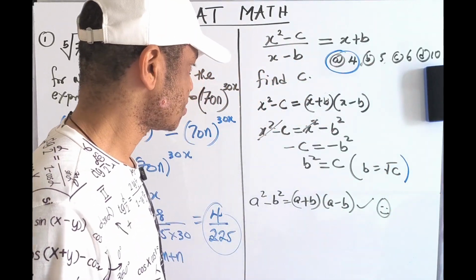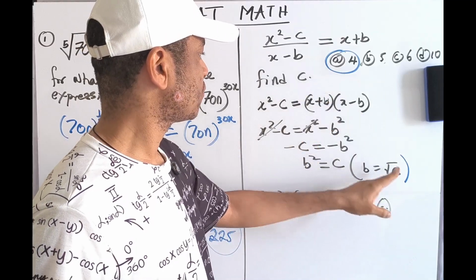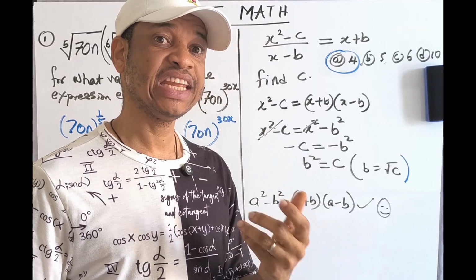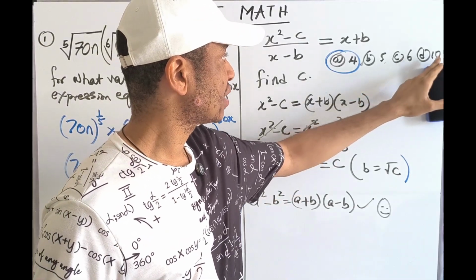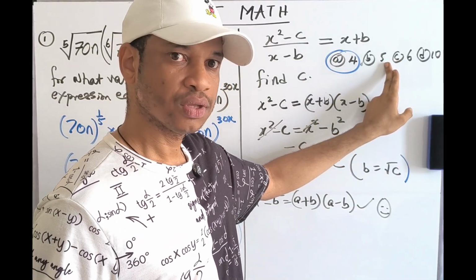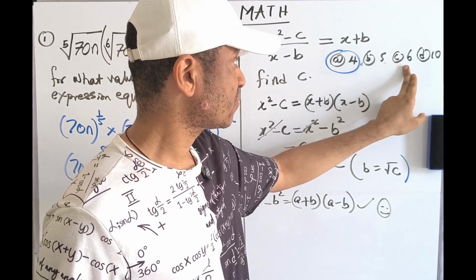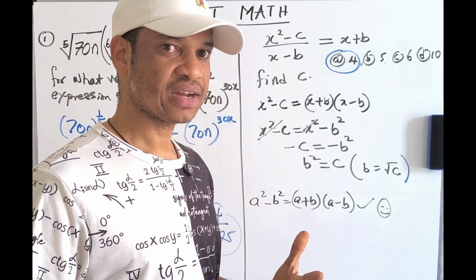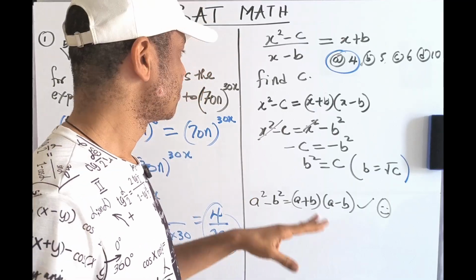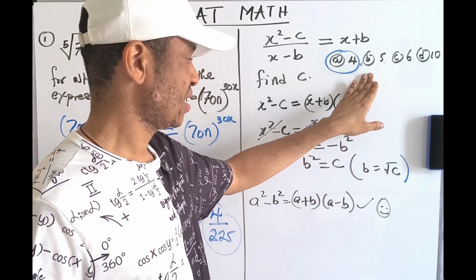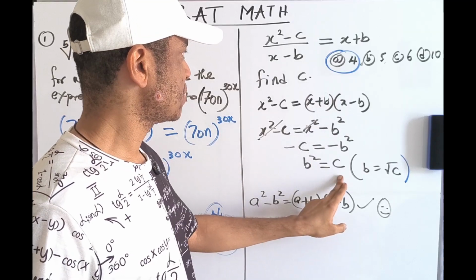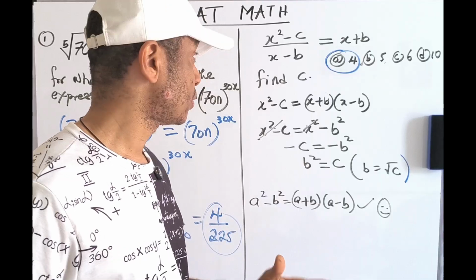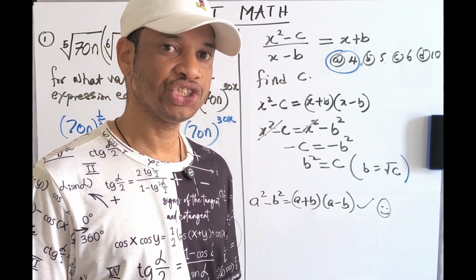Why? Because if I take the square root of 4, I'll get a number. I think the instruction was c is an integer. You cannot take the square root of the other numbers and get an integer. So this is classified as one of the hard questions in SAT. This is my only answer here, because b squared should give me c, and if I take the square root of c, I should get a number. So c is an integer actually.